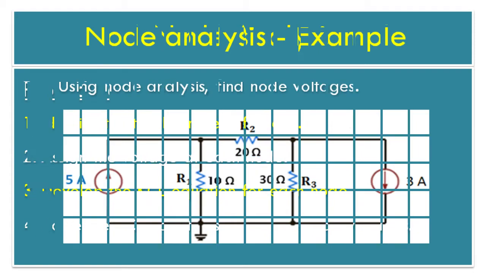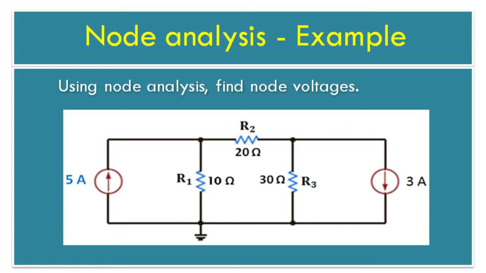Using the procedure of node analysis, now solve an example. Using node analysis, find node voltages. Let's write the given data. Here, assume current IA and current IB as current source labels. Therefore, current IA is equal to 5 ampere, resistor R1 is equal to 10 ohm, resistor R2 is equal to 20 ohm, resistor R3 is equal to 30 ohm, and current source IB is equal to 3 ampere.